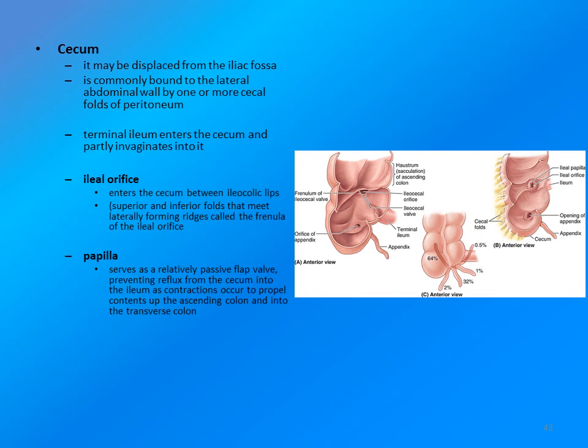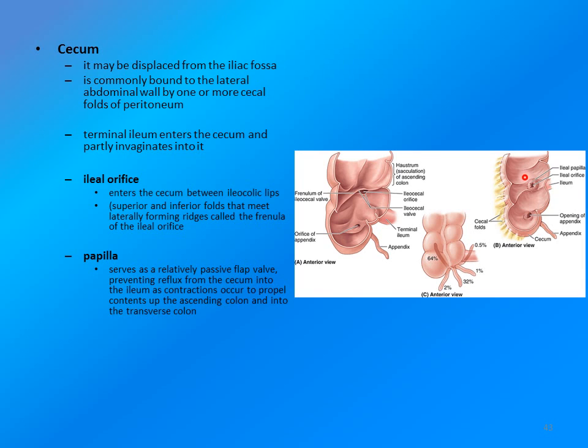Let's look at the cecum from the inside. It is commonly bound to the lateral abdominal wall by one or more cecal folds of peritoneum. The terminal ileum enters the cecum on its inner surface. It actually invaginates, forming an ileocecal valve. The ileocecal orifice forms between the ileocecal lips of the valve or fold. The papilla serve as a reflective passive flap to the valve. This prevents reflux from the cecum into the ileum as contractions occur to propel the contents up through the ascending colon and into the transverse colon.